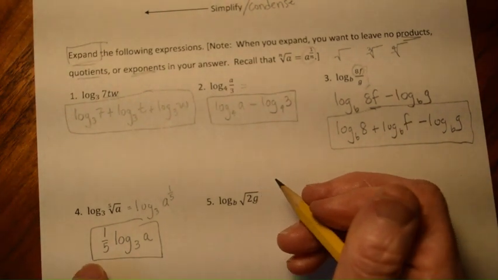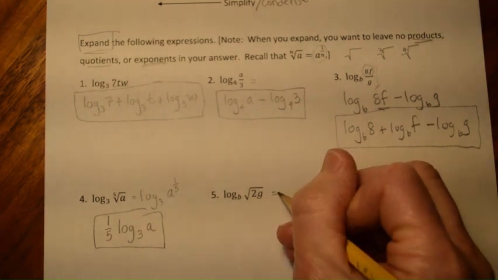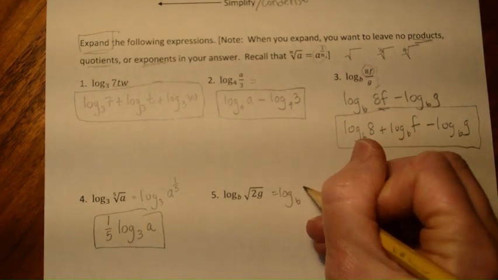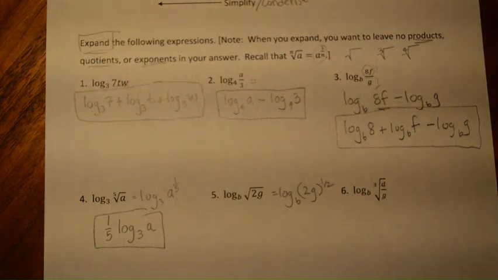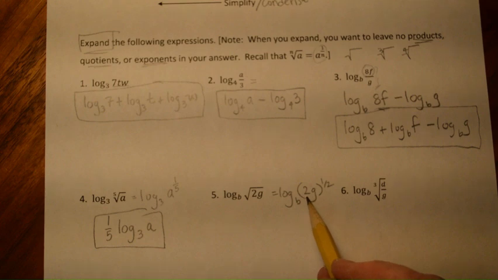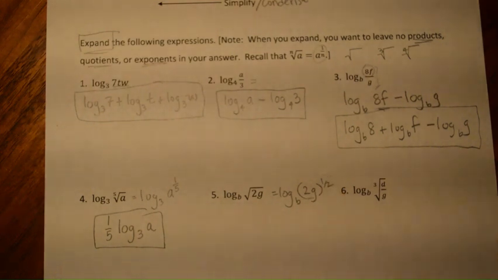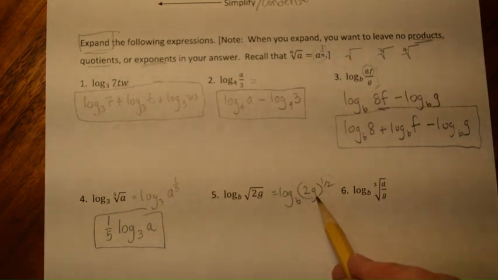All right, so then given our work on this one, what do you think this one should be? All right, hopefully you said it should be log base b of 2g to the 1/2 power. All right, so again, do you see any products? Do you see any quotients? Do you see any powers? So hopefully you would say no quotients. All right, it's pretty clear there's no fractions in here. I do see a product, and I do see an exponent. And again, this exponent is applying to both of these things in here.